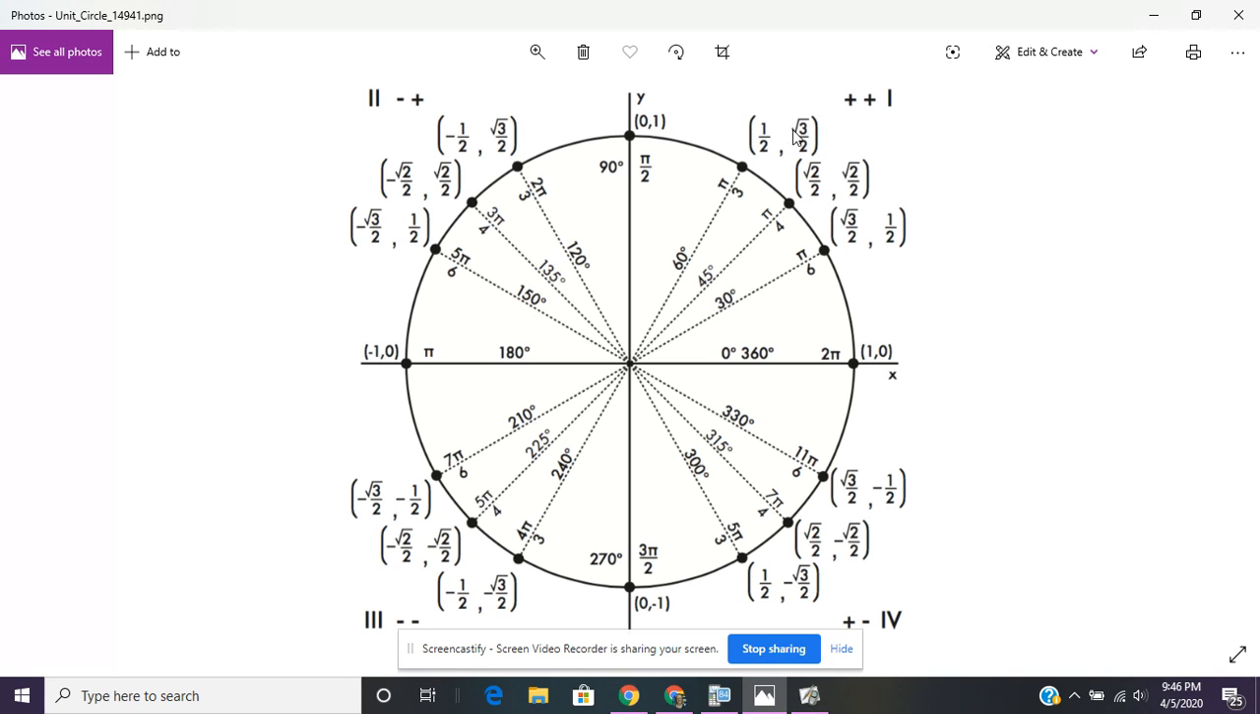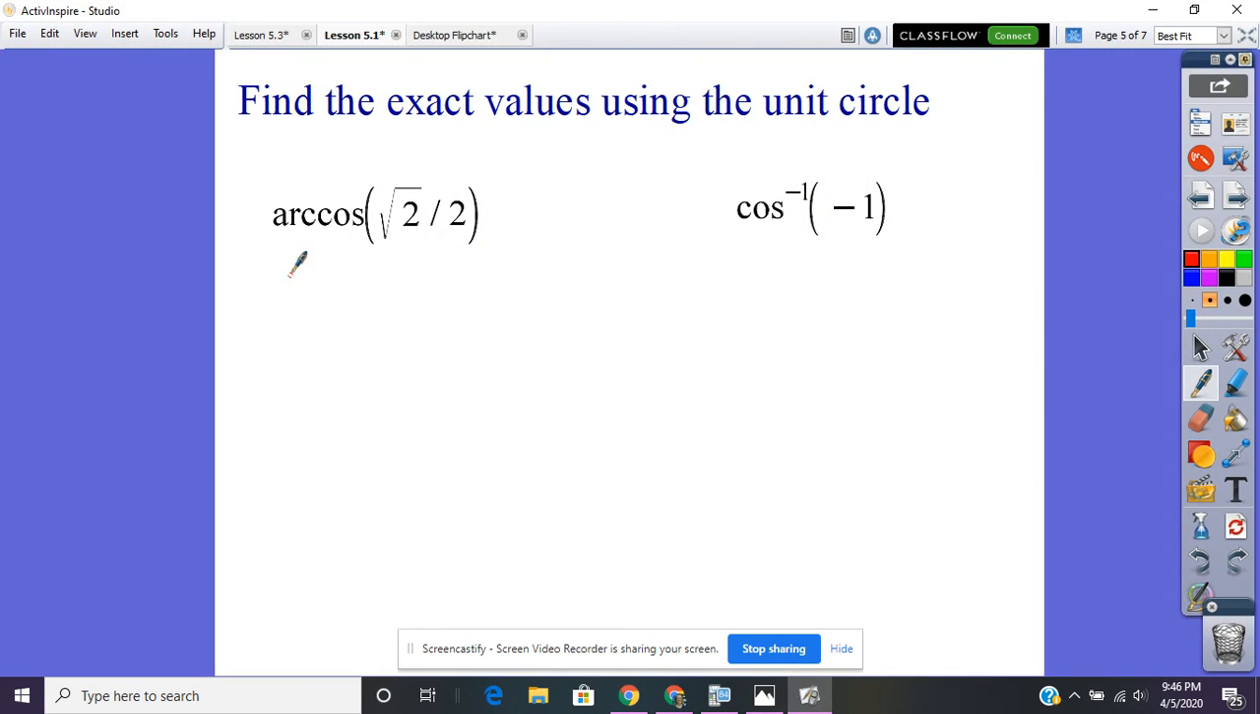So positive root 2 over 2 is once again pi over 4 or 45 degrees. And these ones will always be positive. So pi over 4 or 45 degrees, either one.